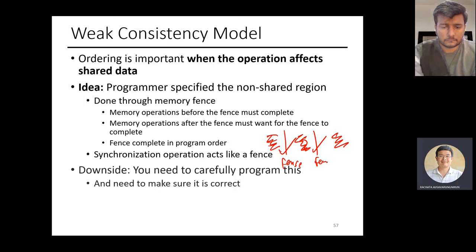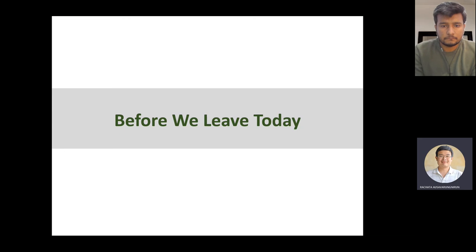The downside of this is more work for a programmer, because you need to identify where the fence should be. But my spin on this is that it's a tool for a programmer to make your program faster. You can use the memory fence to accelerate your program and relax the consistency model, while making sure it is correct. Now this is basically it for the lecture part of today's lecture.